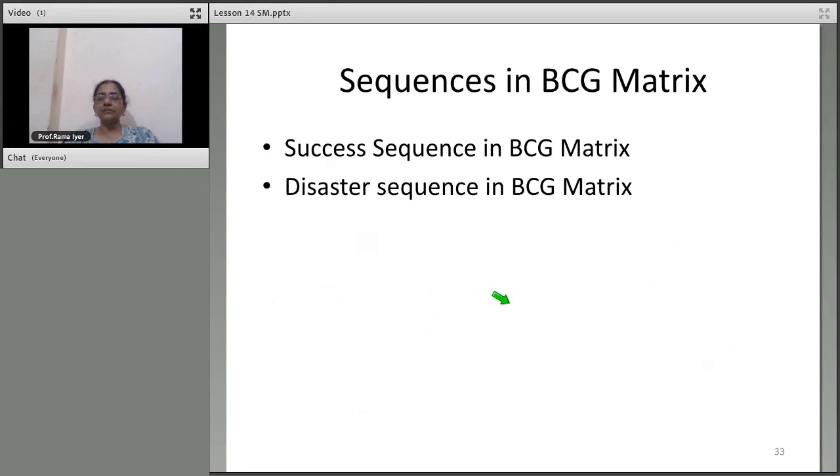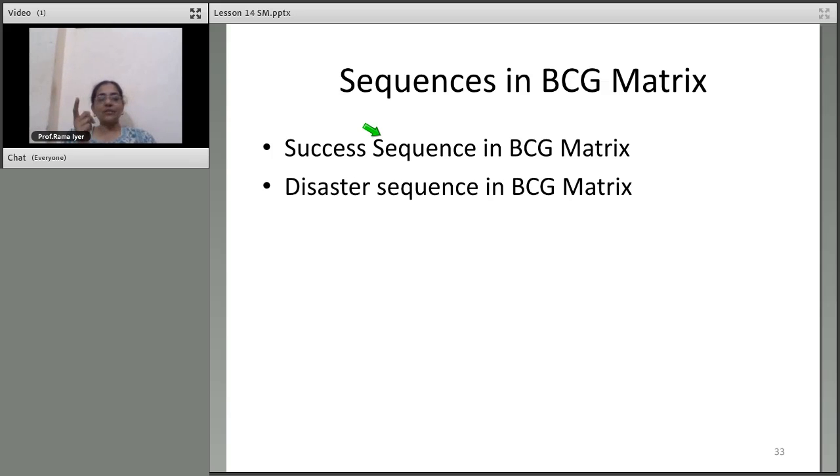Alright. So sequences in a BCG matrix: there is a success sequence and there is a disaster sequence. So what is a success sequence? The success sequence of a BCG matrix happens when a question mark becomes a star, and finally that becomes a cash cow. It has to be, no? That is the order in which it should move. It means it is the right thing that you have done till now.